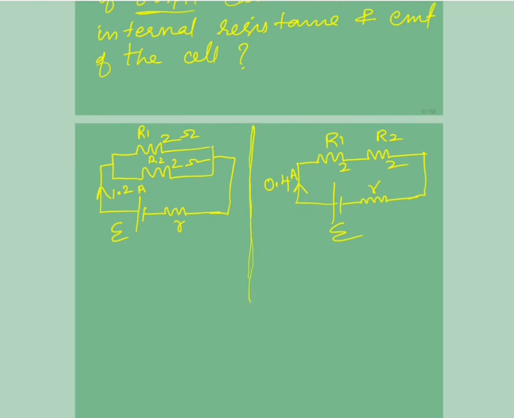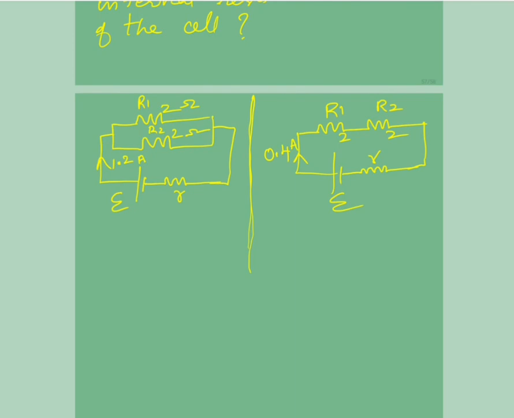For the first case, we'll first find out the total resistance for the network. Since it is a parallel combination, we have to find the parallel combination resistance. So 1 by RP is 1 by 2 plus 1 by 2, that is equal to 1. The answer for RP, the total resistance in parallel, is 1 ohm. In order to find the total resistance of the whole network, you have to add the internal resistance also, isn't it? So RP is 1 ohm plus internal resistance, which we don't know, we have to find the value.